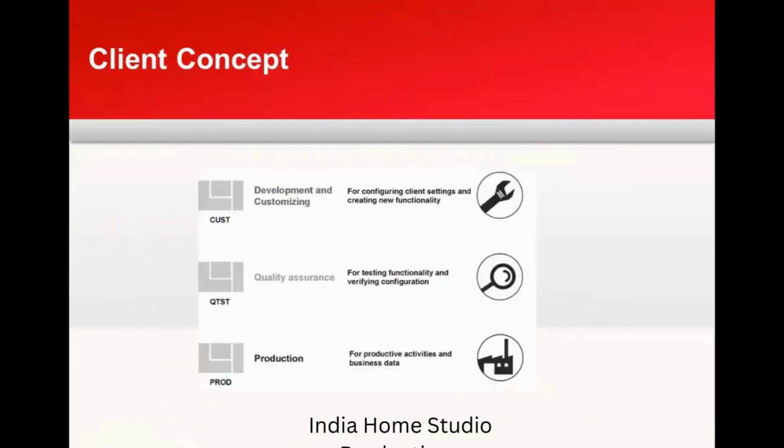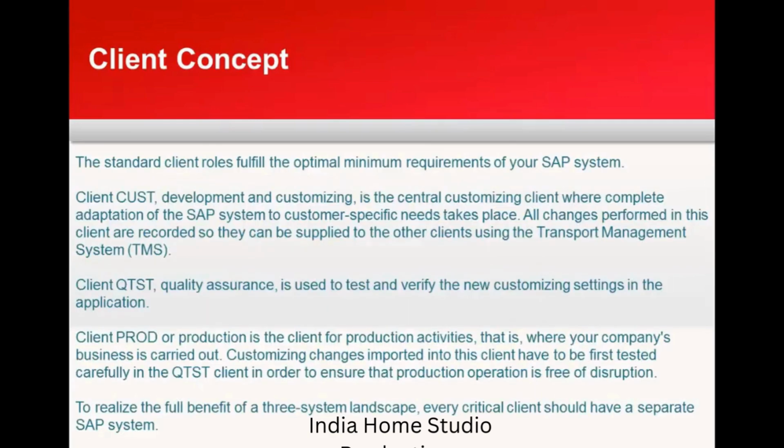So here in this slide you can see there is a development and customizing client, a quality assurance client, and a production client. The standard client roles fulfill the optimal minimum requirements of your system. That is the customizing client, where the development takes place. It is the central customizing client where the complete adaptation of the SAP system to customer-specific needs takes place.